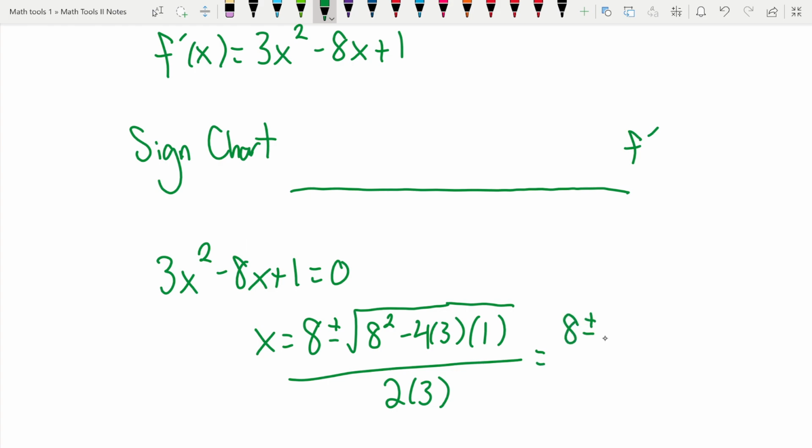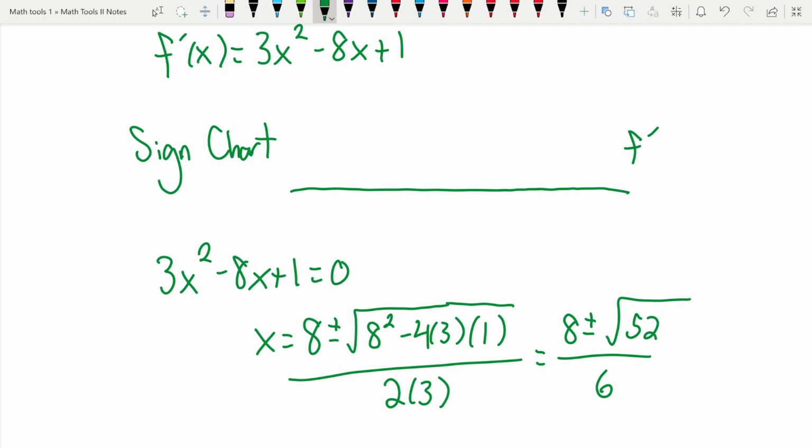So we would get 8 plus or minus 64 minus 12, so 48. Wait, that's not right. 64 minus 12 is 52, rather. Right, yeah. And then divided by 6. 52, I'm trying to think if you can make that simpler.